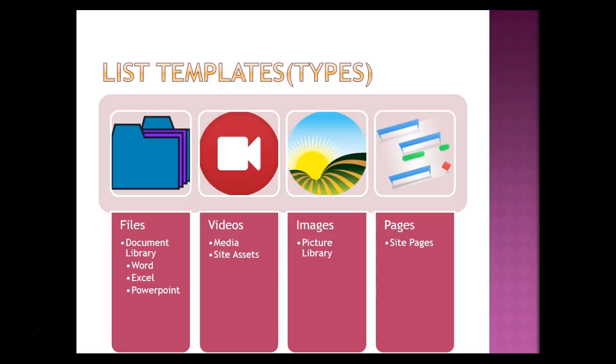There are different types of default lists available, just as you can have a palace or a hut or a building. Similarly, in SharePoint, the most important default list template is the files or the document library where you can store Word, Excel, PowerPoint. One more important list is the videos where you can store media and site assets where you can store your custom code. Another important document library is the picture library where you can store images. Next is the site pages where you can store the pages.